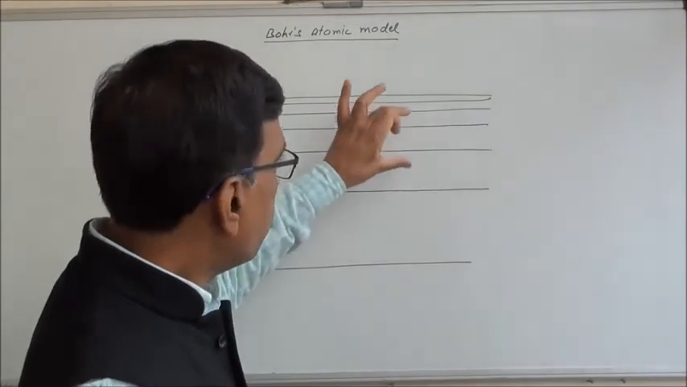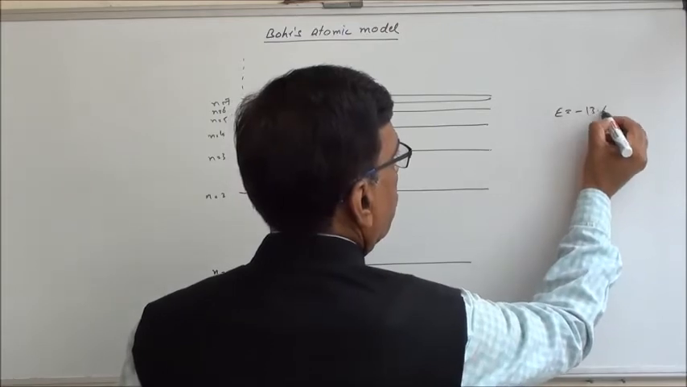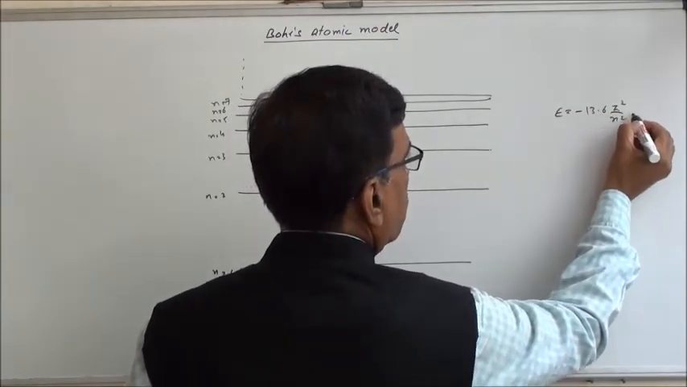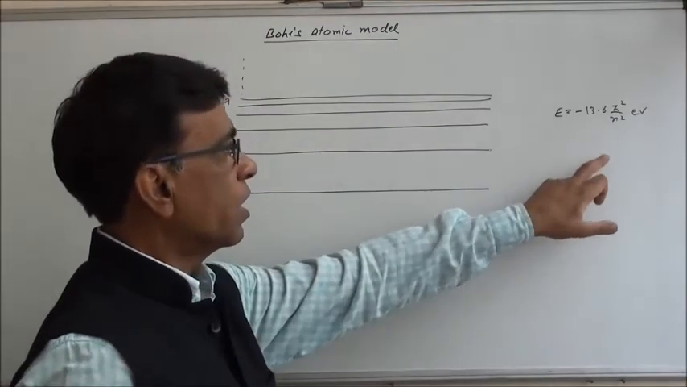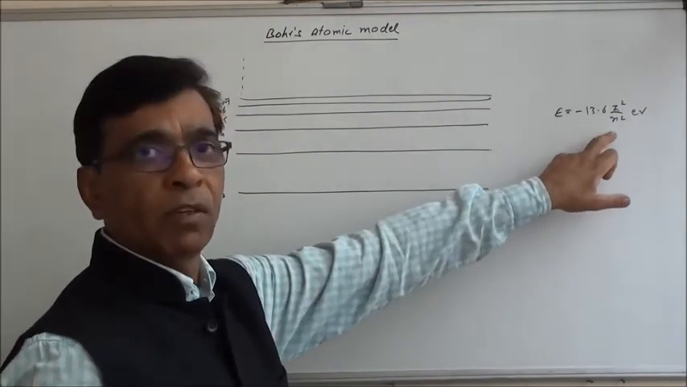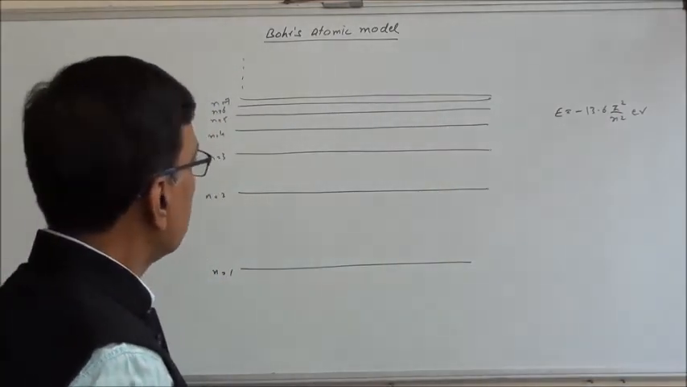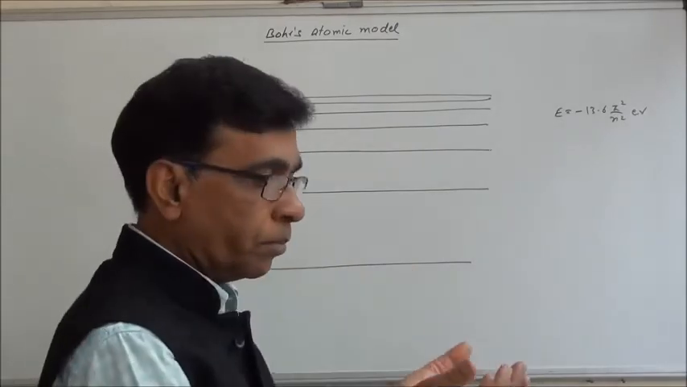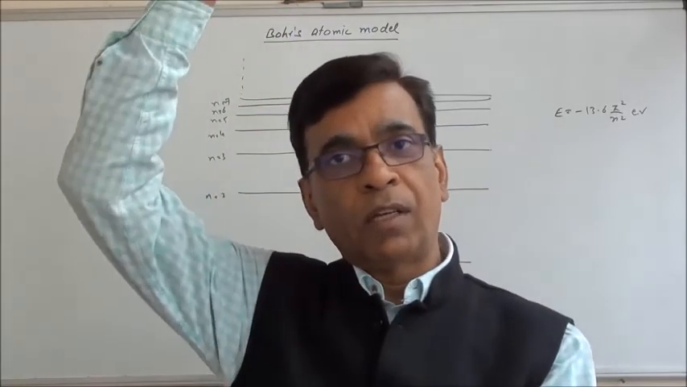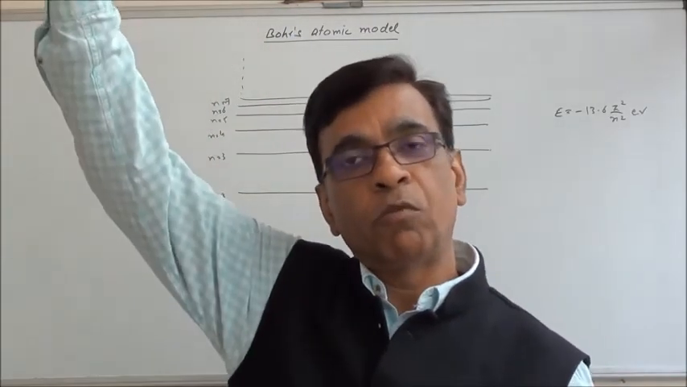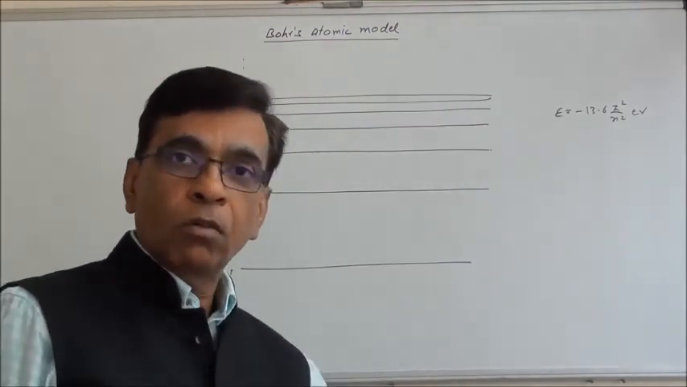The separation will keep on decreasing. How do we find out the energy? Minus 13.6 Z square by n square electron volt. So you can even write the values of energy: n=1 will be minus 13.6, n=2 will be divided by 4. Now when atoms are excited, it means electrons move to the higher states, from 1 to 2, 3, 4, 5 and so on, and then they will come down.